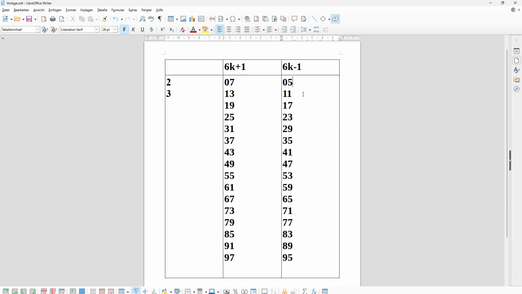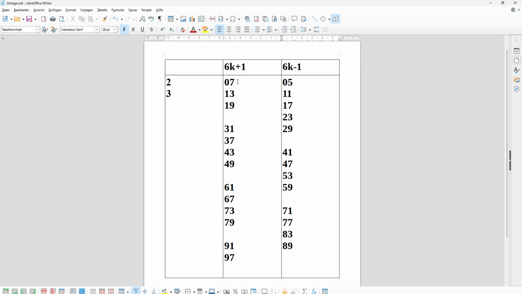So 5 times 5 equals 25. 5 times 7 equals 35. 5 times 11 equals 55. 5 times 13 equals 65. 5 times 17 equals 85. And 5 times 19 equals 95. So we are already through with the 5 as a possible factor of the remaining products.